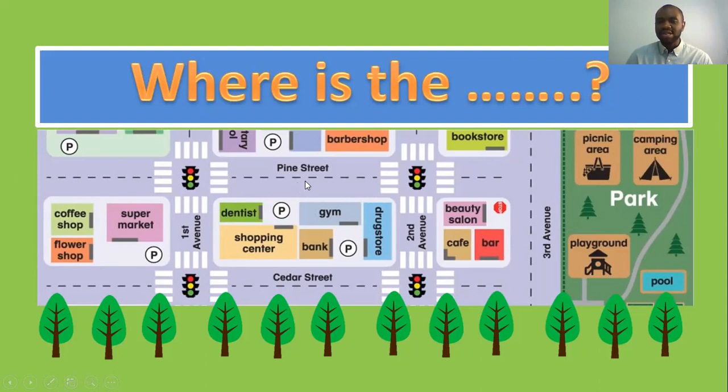We go straight. We are at Pine Street, okay? We pass the gym. We pass the barber shop, okay? We see a roundabout. We continue to go straight. Okay, after the roundabout is the bookstore. This is the bookstore. Opposite the bookstore is the beauty salon. Okay, this is the park. Okay, let's see.